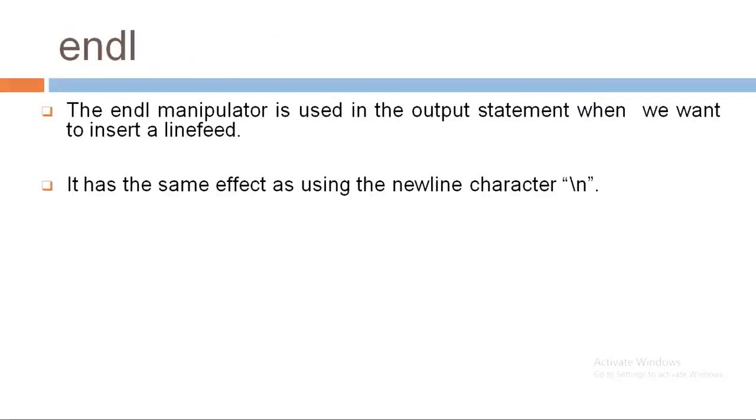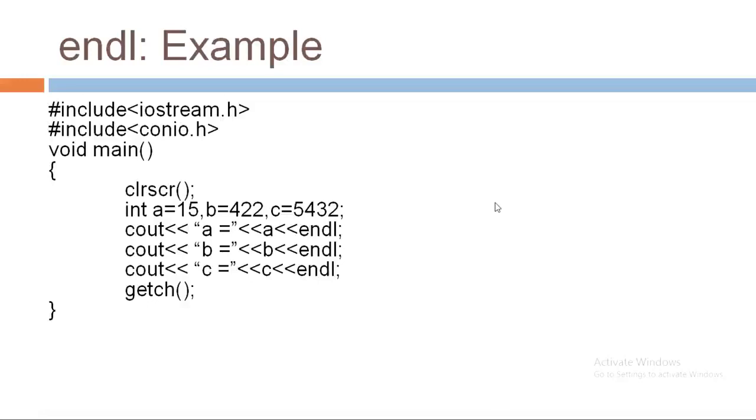Let's see the first one, endl. The endl manipulator is used in the output statement when we want to insert a line feed, that means a new line. It has the same effect as using a new line character in C programs. Friends, the \n new line character is also valid in C++ programs.